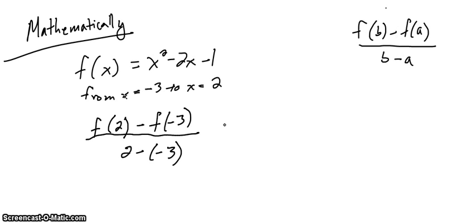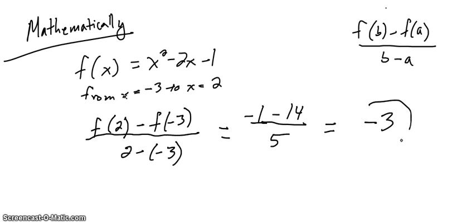So then when we start to fill in the points, we see that we have negative 1 minus 14 all over 5, and that all reduces to negative 3. So negative 3 would be the average rate of change from x equals negative 3 to x equals 2. Negative 3 is the slope of the secant line that would connect the 2 points on the curve.